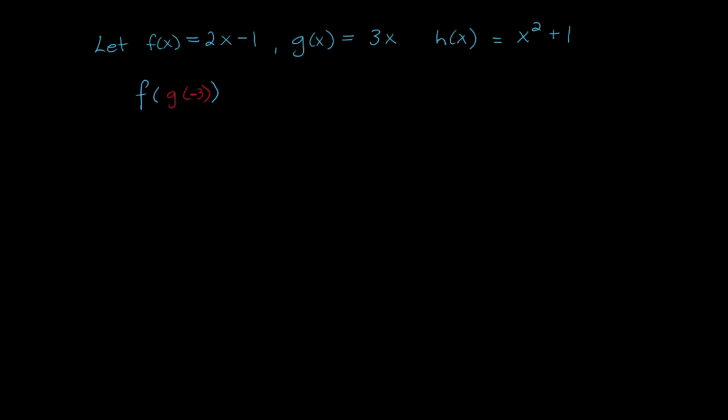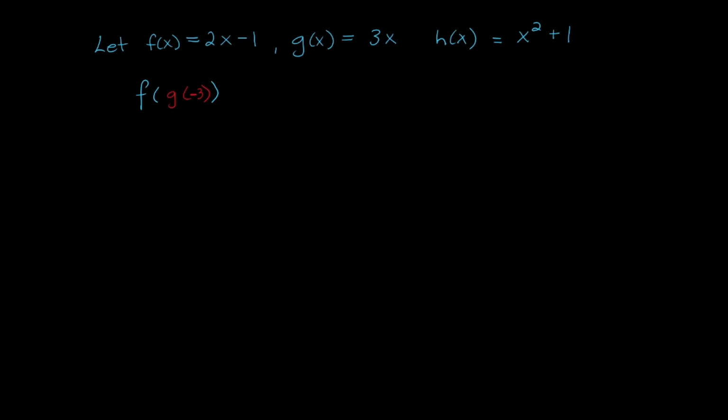In this video, we will be taking a look at composite functions. Now let's get started. Let's say we have three functions, f being equal to 2x minus 1, g being equal to 3x, and h being equal to x squared plus 1. And we're asked to find f of g of negative 3.